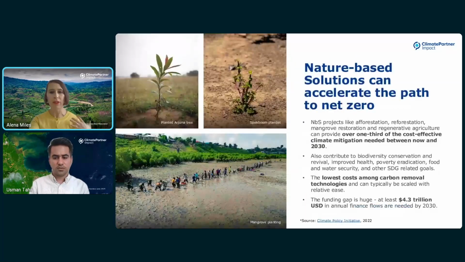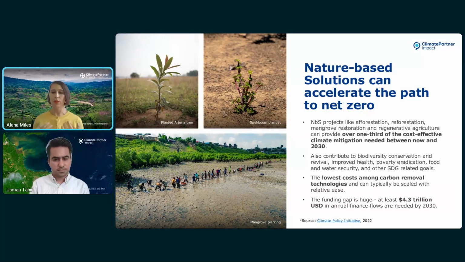But what we feel particularly passionate about are nature-based solutions. And that's really going to be the focus of today. Nature-based solutions can really accelerate the path to net zero. So what do I mean by nature-based solutions?